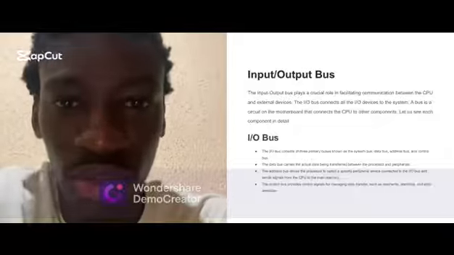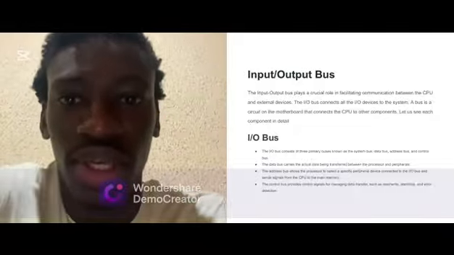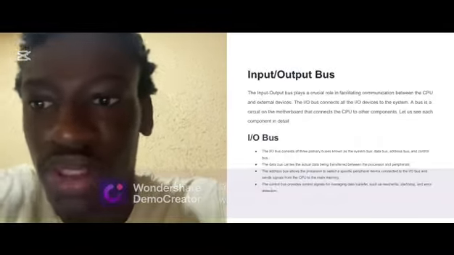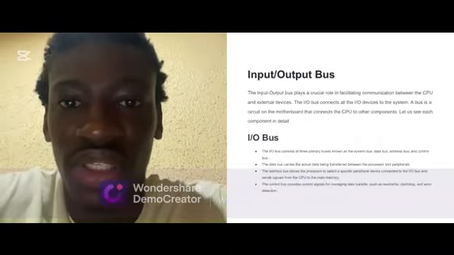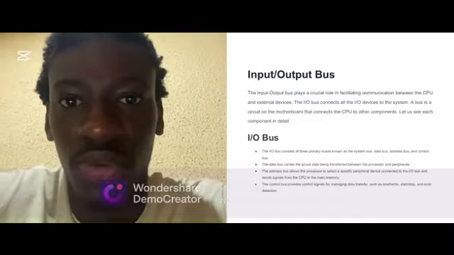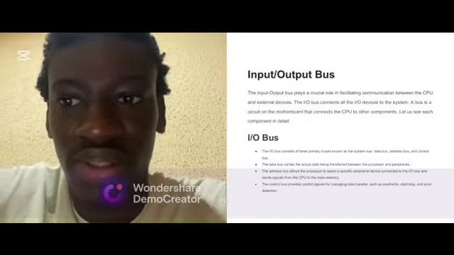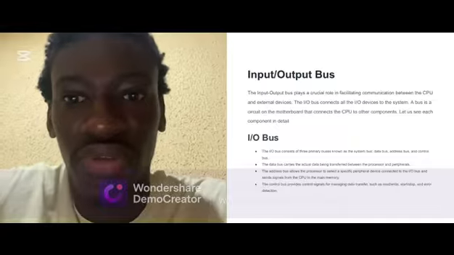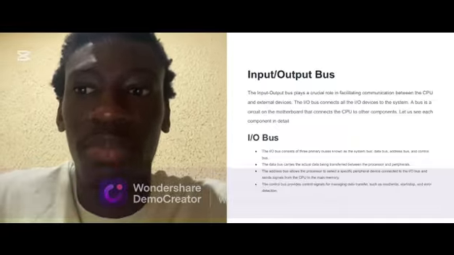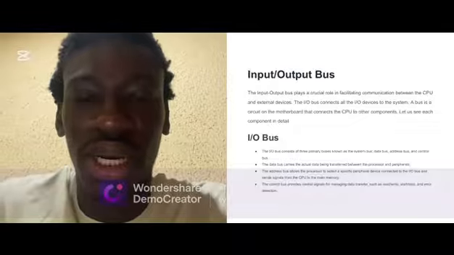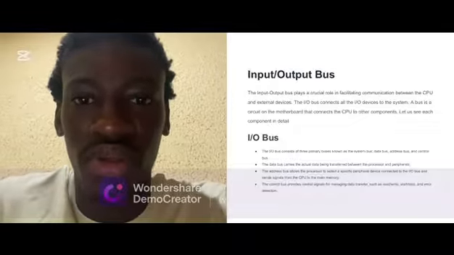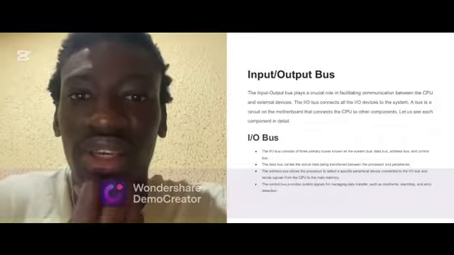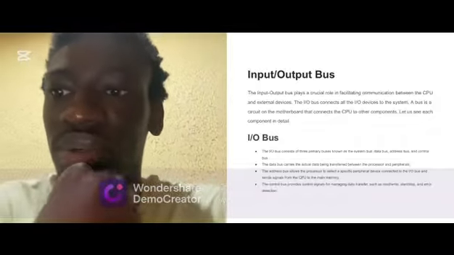I go by William Coleman Sego, and I'm speaking on the input and output bus. The input and output bus plays a crucial role in facilitating communication between the CPU and external devices. It connects all the input and output devices to the system. A bus is a circuit on the motherboard that connects the CPU to other components. So let us see each component in detail.